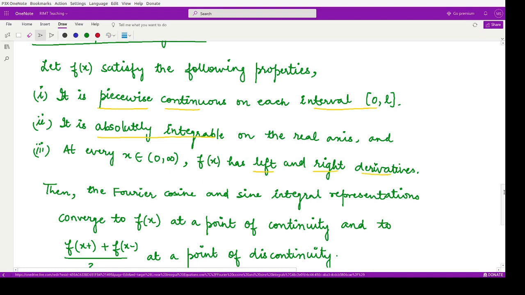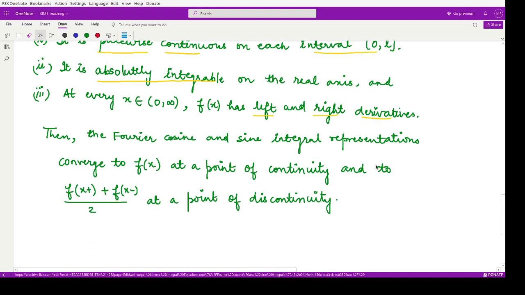That means the Fourier cosine and sine integral representations converge to f of x at a point of continuity, and at a point of discontinuity they converge to a particular value. That means we take the left limit of the function evaluated at that point and the right limit of the function evaluated at that point, and take the average of these two. So this is the theorem.